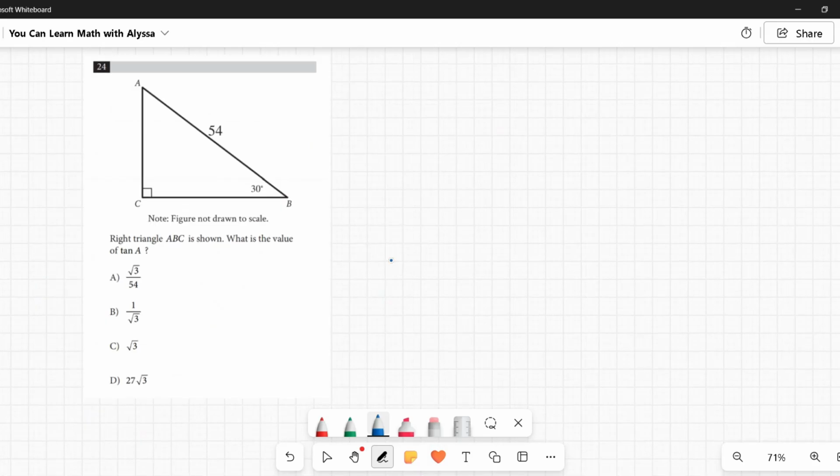Number 24. Note, figure not drawn to scale, so don't try to measure things and figure it out that way. It won't work. Right triangle ABC is shown. What is the value of tangent of A?